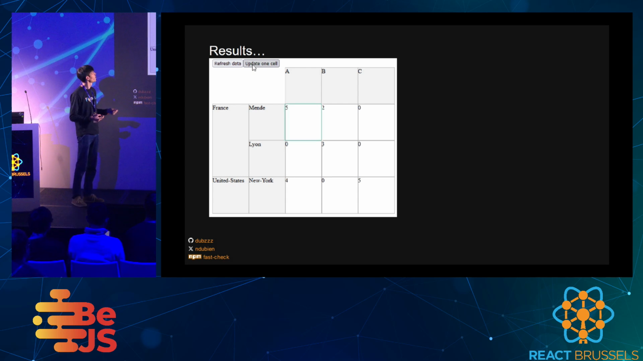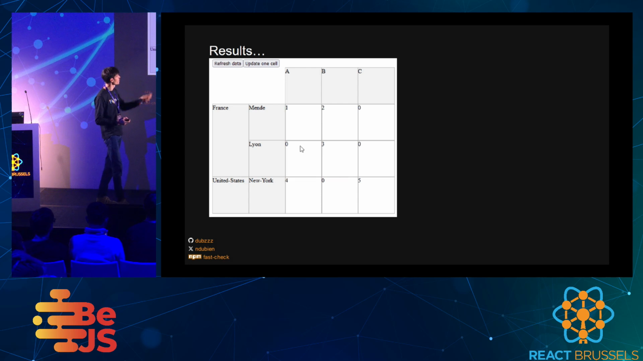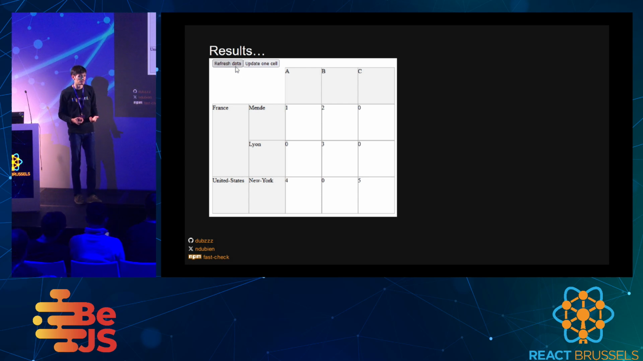Nothing is highlighted. When we click on update one cell, only this precise cell has to be recomputed. And this is what we see there. So we achieve fine-grained reactivity.